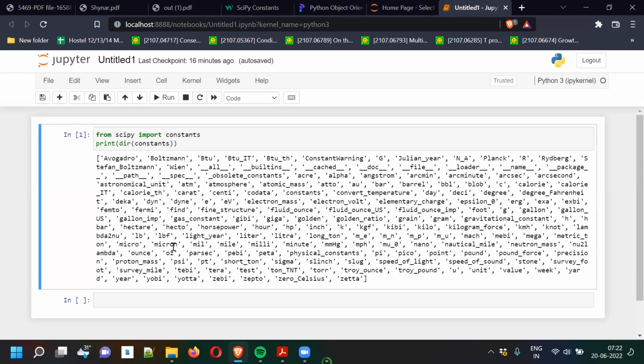Then micro, micron, milli, minute, miles per hour, all of these you should know. Pi, anyways, you already know. Pound, you should know. PSI, you should know. Pressure, very basic terminology, PSI. Speed of light, again, very basic quantity from physics, you should know. Similarly, speed of sound, again, very basic quantity from physics, you should know.